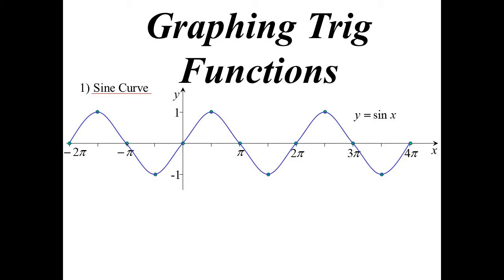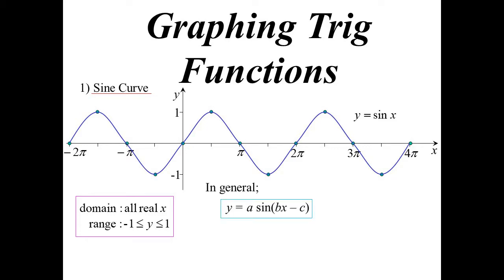So what do we already know about it? Well, the domain is all real x. There's no breaks in the curve whatsoever. And the range is between -1 and 1. In general, though, we can now move it. So we can shift it up, down, across, whatever we like. So I've said the general one now is going to be y equals a times the sine of bx minus c.